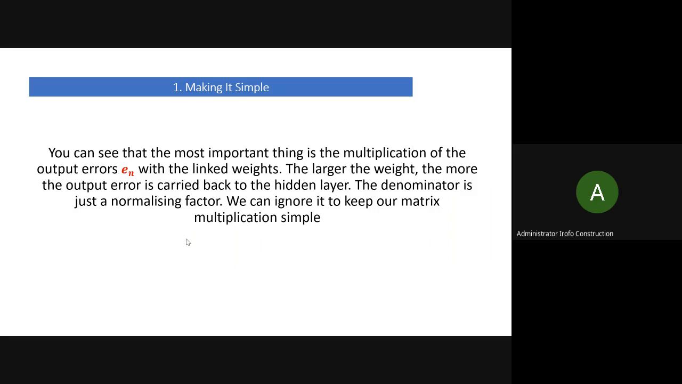So you can see that the most important thing is the multiplication of the output errors. It's very important because if a link weight has a very high value, you can see they will get more of the errors. So the larger the weight, the more the output error is carried back to the hidden layer. The denominator is just a normalizing factor. We can ignore it to keep our matrix multiplication simple.